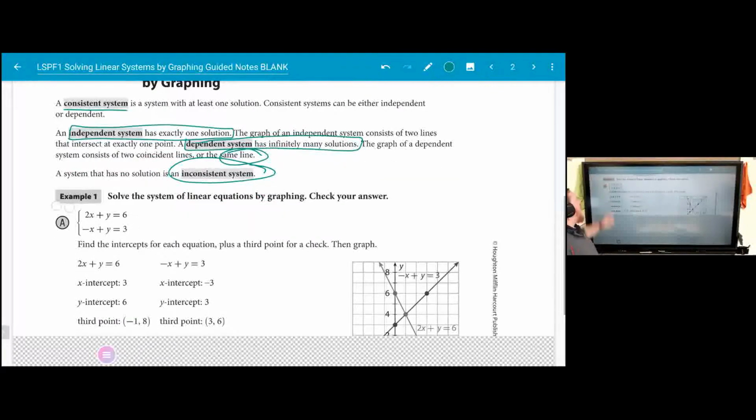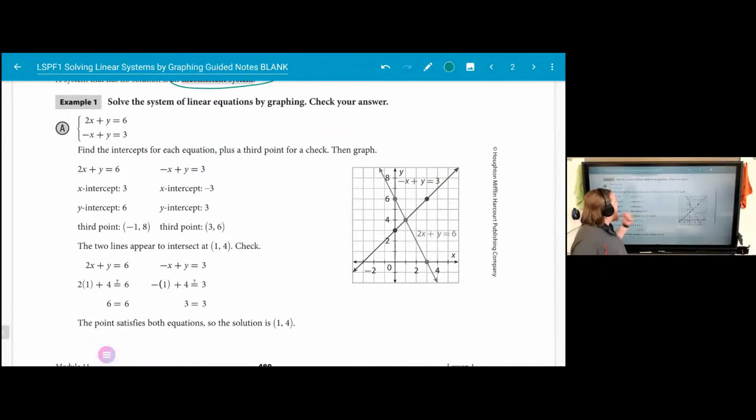It says, solve the system of linear equations by graphing. Check your answer. Well, we've been building towards this, right? We have talked about several different ways to graph. We have done graphing by intercepts. We've done graphing by picking a couple of points for X and Y and then plotting them and drawing our lines. We've done point-slope and slope-intercept form graphs. We've done all of that.